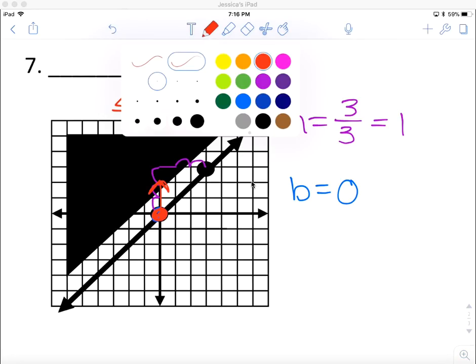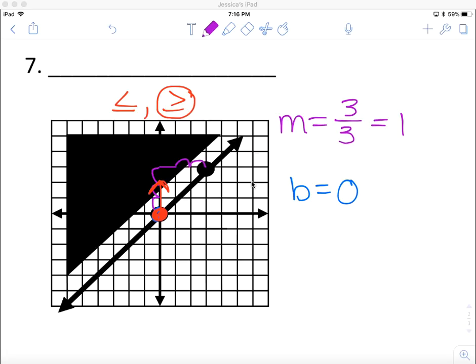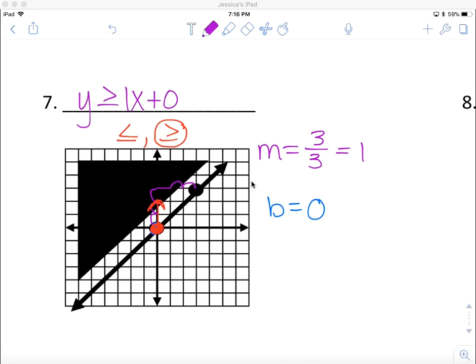When I put this all together, my final answer is y is greater than or equal to 1x plus 0. Just like we did on the front, if you want to simplify this a little bit, you could also just write this as y is greater than or equal to x. They mean the same thing.